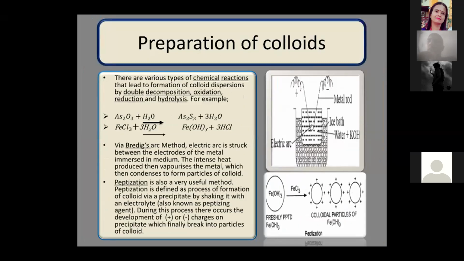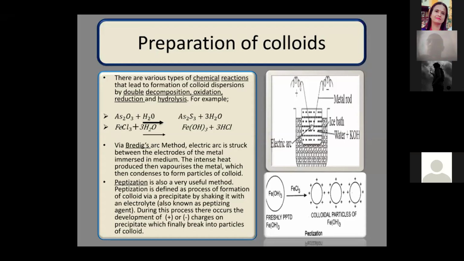Now there are a number of methods through which colloidal solutions can be prepared. These comprise the double decomposition method, oxidation, reduction, hydrolysis, etc. Following are examples. In the first example, arsenic is getting reduced, and in the second example, a redox reaction is taking place.